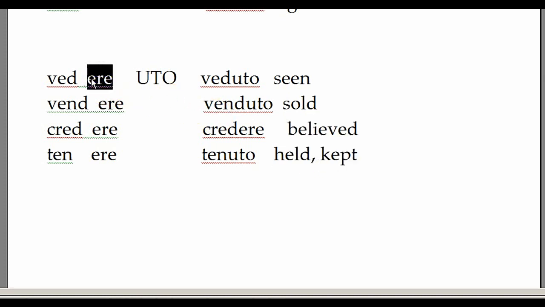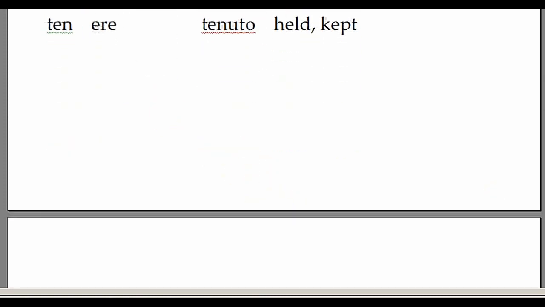So the past participle of ere verbs drops the ending ere and adds the ending uto. Veduto, venduto, creduto, tenuto. Now we are going to the third conjugation. The third conjugation is ire, and we start with partire, capire, finire, udire.